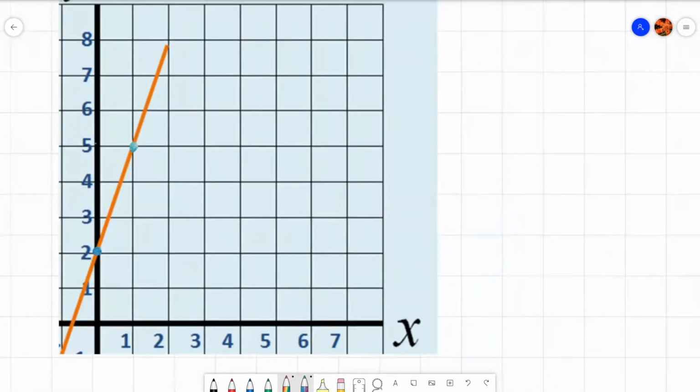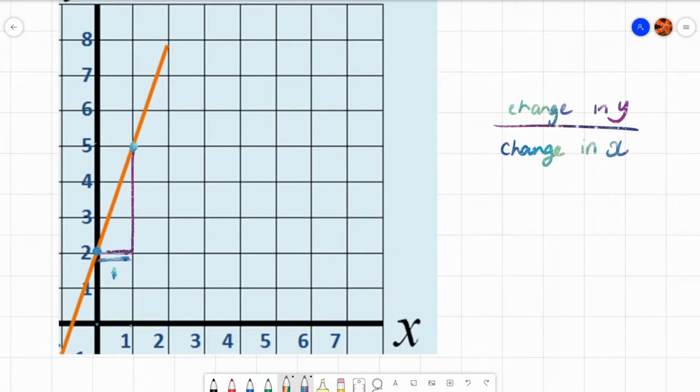I'm going to use change in y divided by change in x. When you've got your two coordinates, join them up like this with a little triangle. What's the difference between the x coordinates? That's from 0 to 1, so that's 1. The difference between y is between 2 and 5, which is 3. So it's change in y, which is 3, divided by change in x, which is 1. What's 3 divided by 1? It is 3. So my gradient of this line is 3.